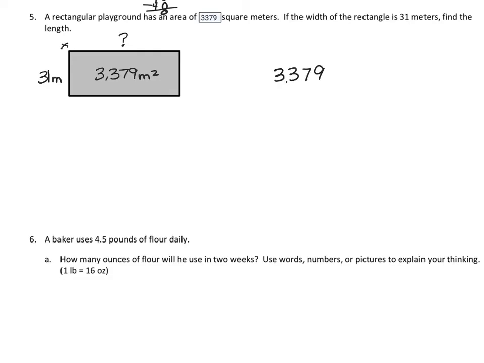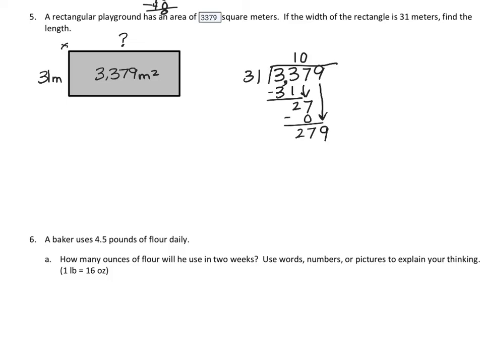3,379, and we're going to divide that by 31. Well, 31 will go into, well, it won't go into 3, but it will go into 33 one time. 1 times 31 is 31. We subtract, and we have 2. Let's bring down the 7. And, well, 31 will not go into 27. So let's go ahead and just put 0. I'm going to go ahead and subtract. 0 times 31 is 0. If I subtract, I'm left with 27 again. And we'll bring down our 9.